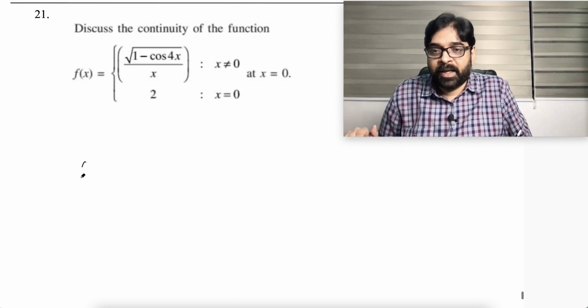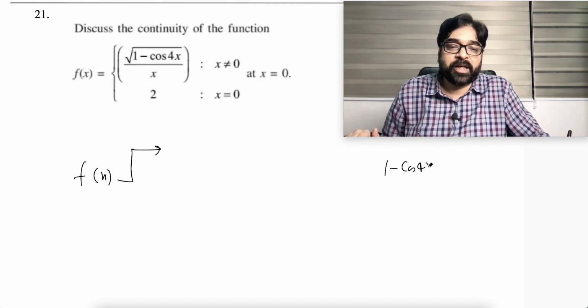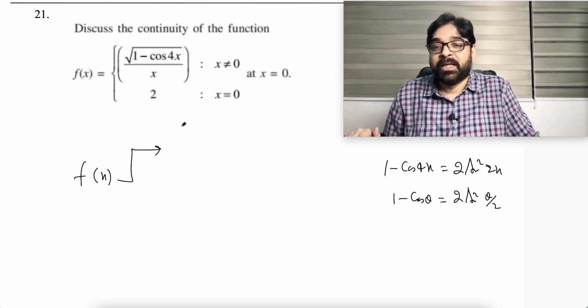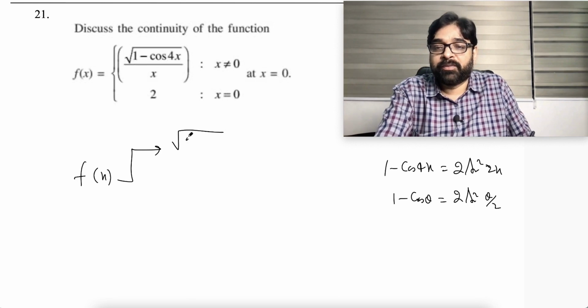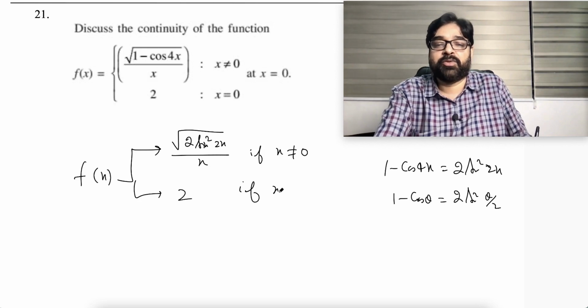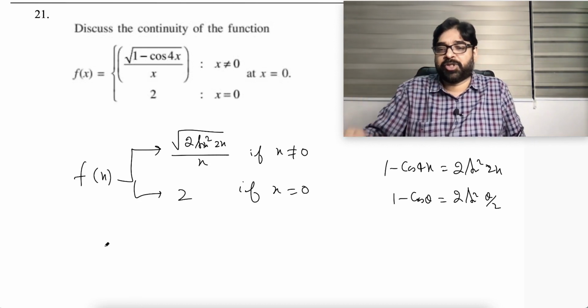This one. First, modify. f(x) equal to root of 1 minus cos 4x. 1 minus cos 4x I can write as 2 sine square 2x. Yes or no? Because 1 minus cos theta is always equal to 2 sine square theta by 2. So this will become root of 2 sine square 2x by x if x not equal to 0, and 2 if x equal to 0. See how modification I am going to do. Watch it. It's a beautiful question.